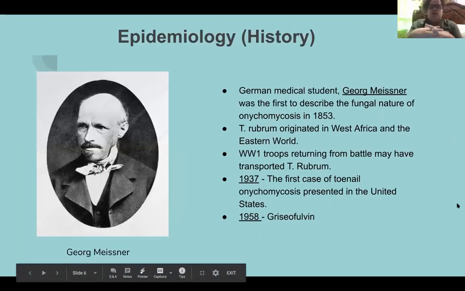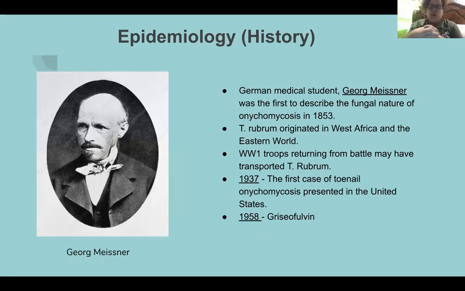As for the history of onychomycosis, a German medical student by the name of George Meissner first described the fungal nature of it in 1853. Even though it was suspected earlier, most scholars give George the title of discovering onychomycosis. The fungus T. rubrum, which causes the most cases of onychomycosis, originated in West Africa and the Eastern world. A lot of researchers believe that troops from World War I, World War II, and the Vietnam War, when they were returning from battle, carried it in the boots they wore, which are, of course, the perfect environment because they're moist and dark, and perfect to transport a fungus like this.